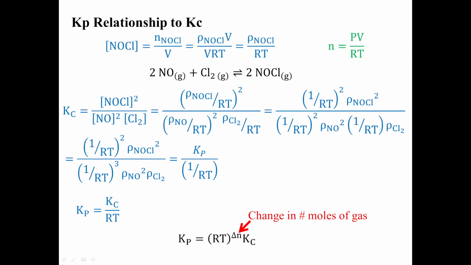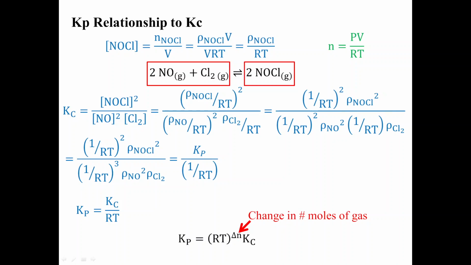So for our change in moles of gas, we can see that we have two NO gas molecules plus Cl2 gas molecules, so a total of 3 moles of gas on our reactant side. And we have 2 moles of our nitrosyl chloride, or 2 moles of NOCl, on our product side. So we have 3 moles of gas going to 2 moles of gas.